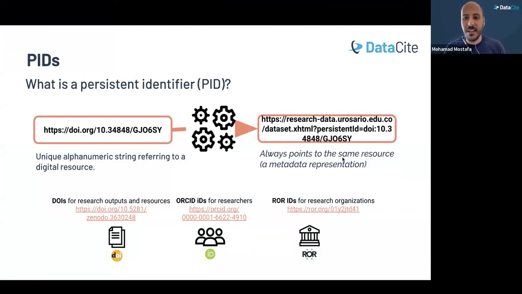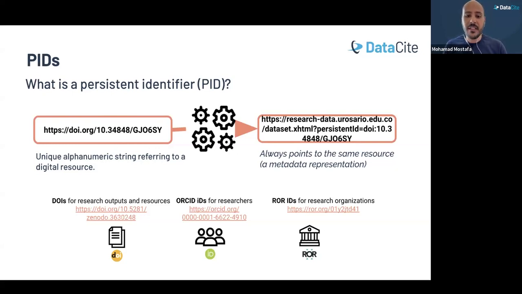So what is the definition of a PID? A PID, or persistent identifier, is usually a unique alphanumerical string that refers to a digital resource. Persistent identifiers usually take the shape that you can see at the left side of the screen. So this is a persistent identifier, and it will always point to a digital resource. That digital resource will have a metadata representation about that resource.